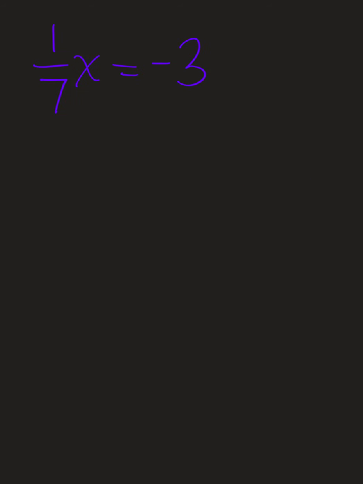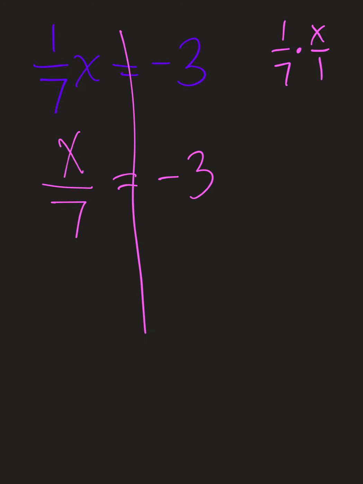My next example is 1/7 x equals negative 3. Now, this does look like a multiplication problem, right? Because 1/7 is up against x, there's no sign in between it. However, I want you to think about the fact that this is actually more of a division problem. The reason for that is I can write this as 1/7 times x over 1, right? And I could get x over 7 is equal to -3, okay? Both of these equations are exactly the same. I didn't make any changes to the actual value of this equation.